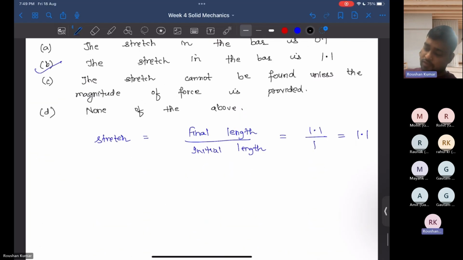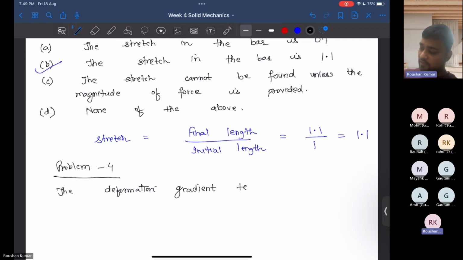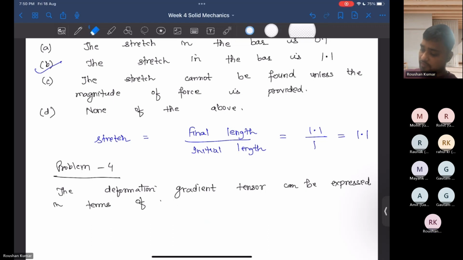Now coming to the next question, that is problem number 4. This is also a multiple choice question. The deformation gradient tensor can be expressed in terms of the displacements.